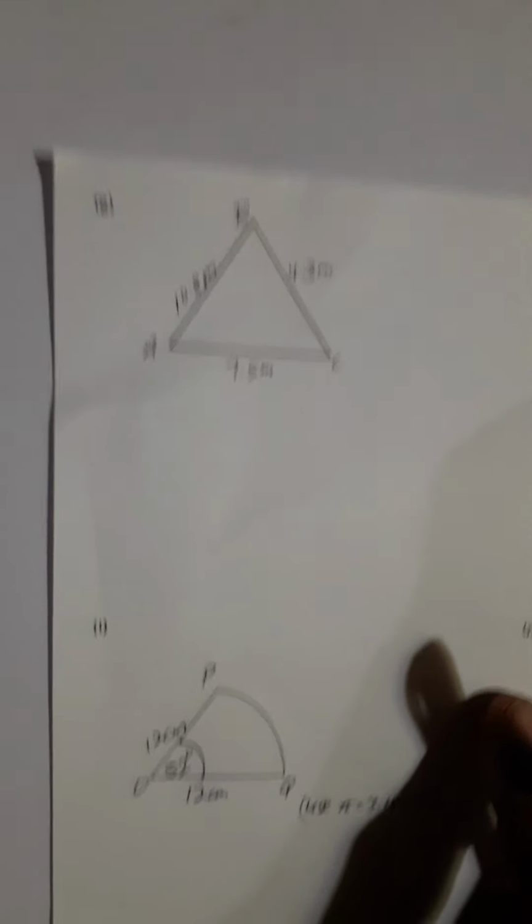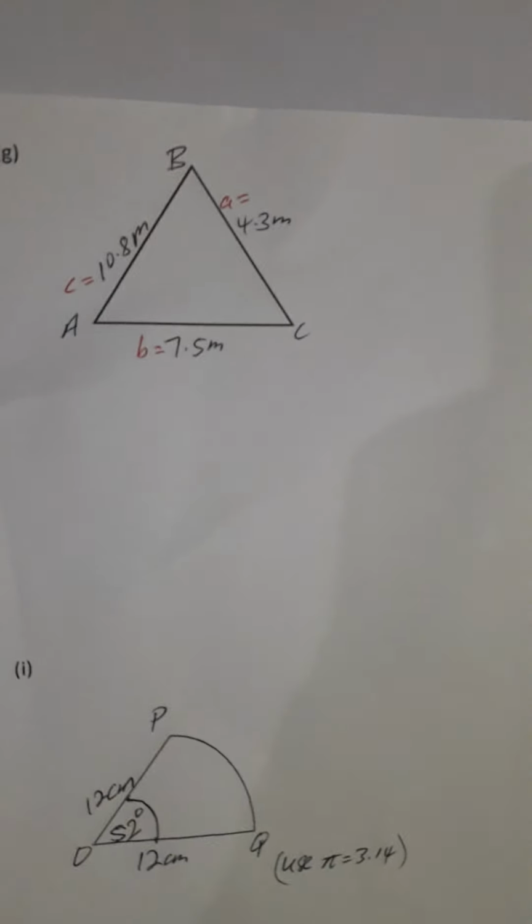Okay, so next problem. Here we are given the length of all three sides. The opposite side we label in the same letter. So opposite A is labeled in small a, opposite B is labeled in small b, and opposite C is labeled in small c. Good. So the first part of the formula: S equals A plus B plus C over 2. So A is 4.3 plus B, which is 7.5, plus C, which is 10.8, all divided by 2.